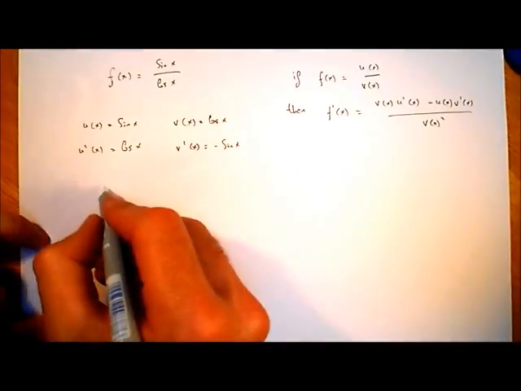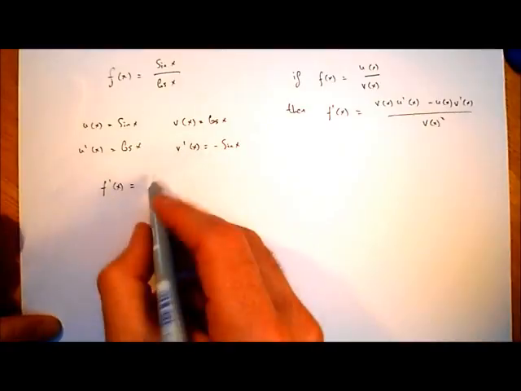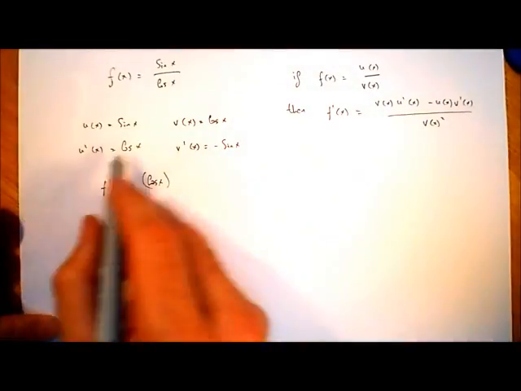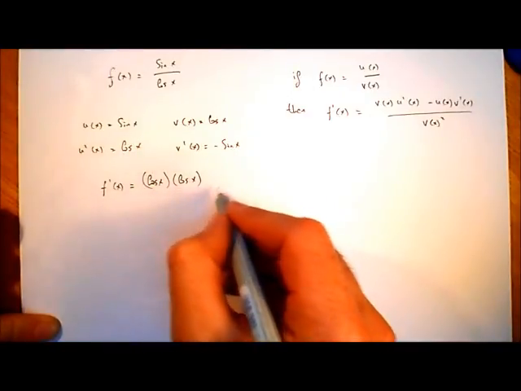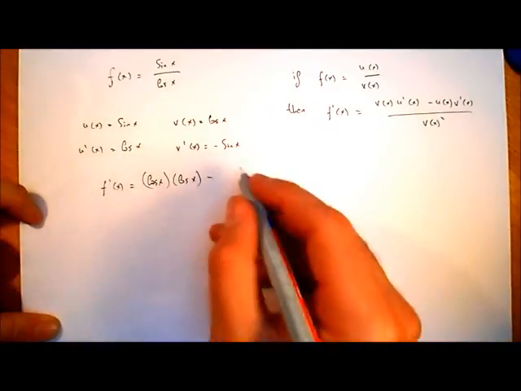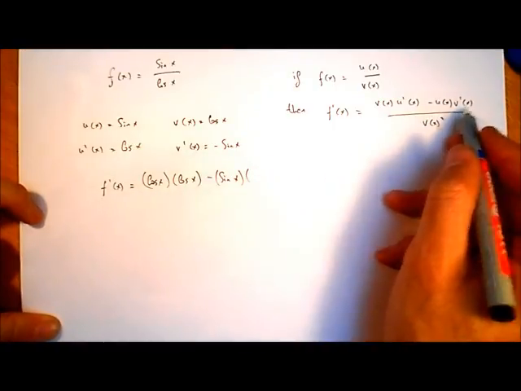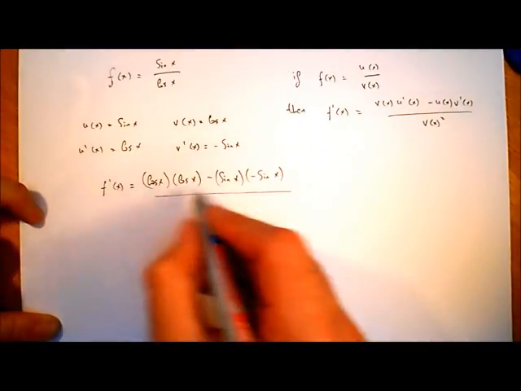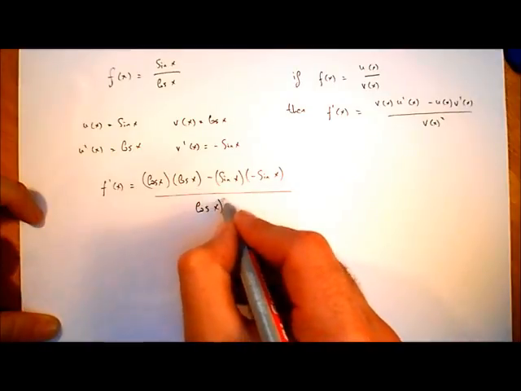And now just fill it into this, so f dash x will equal v of x, so cos x, multiplied by u dash x, so multiplied by cos x. So that's going to give us cos x squared, minus, and then we have u of x, which is sine x, multiplied by v dash x, which is minus sine x, so minus sine x, all over v of x, which is cos x, all to be squared.